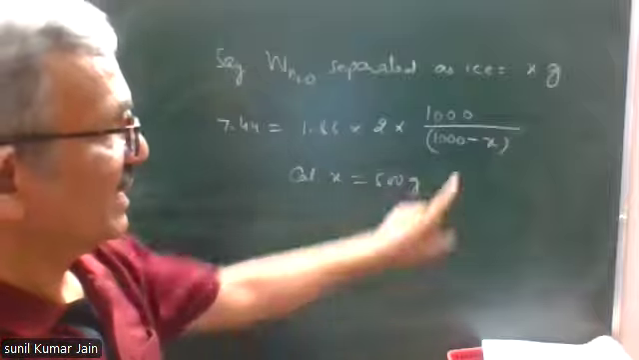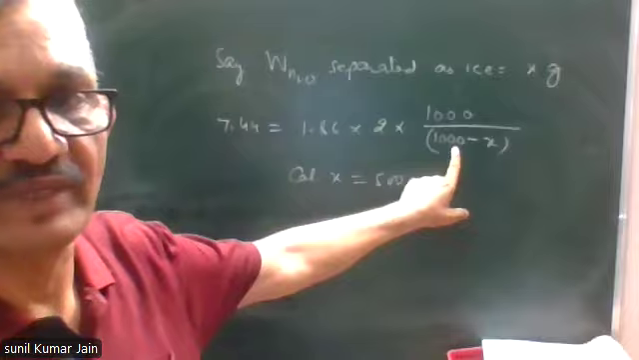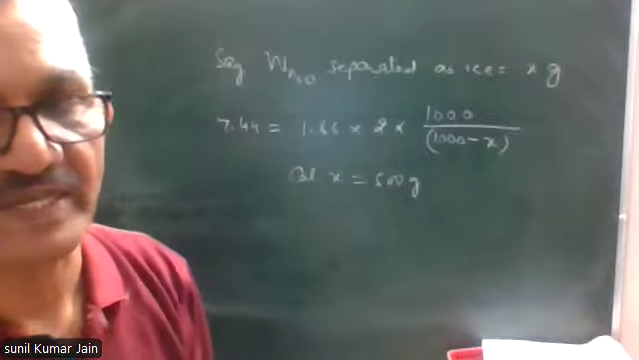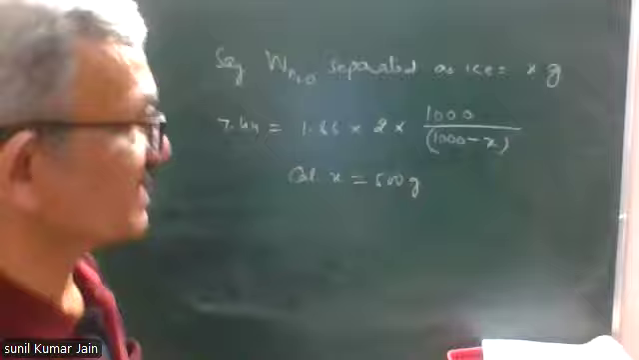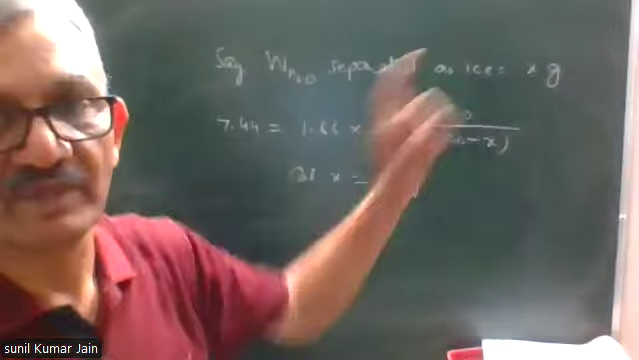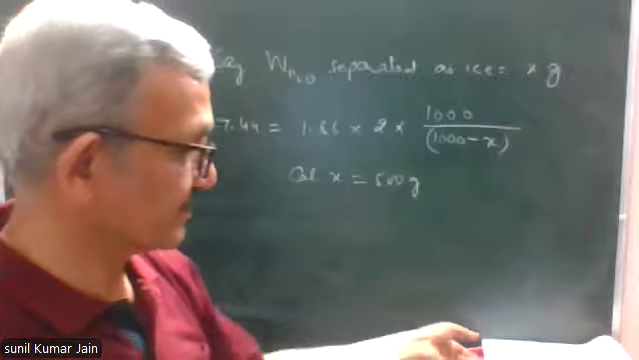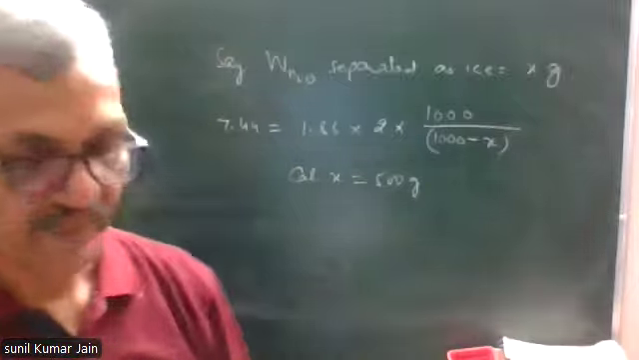It means out of 1 kilogram of solvent, 50% will separate out in the form of ice. So the answer is: ice will be 50% of the solvent taken. 50%.